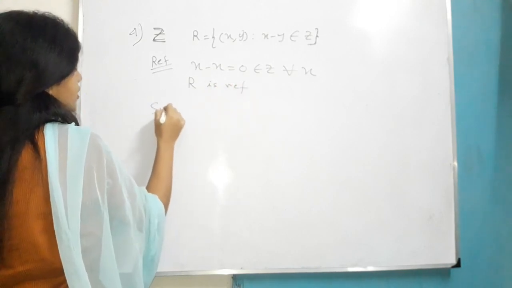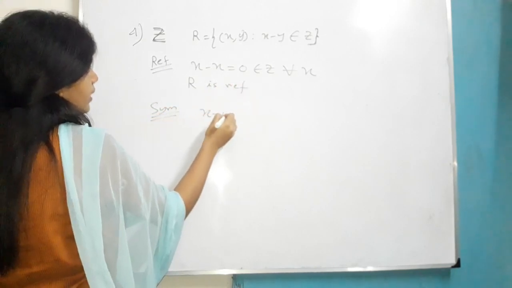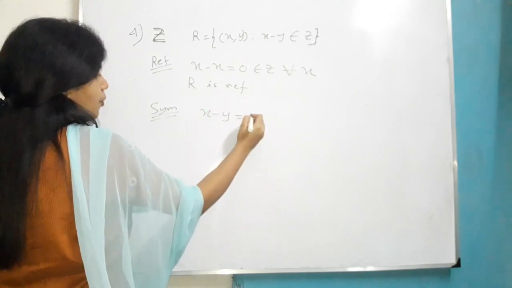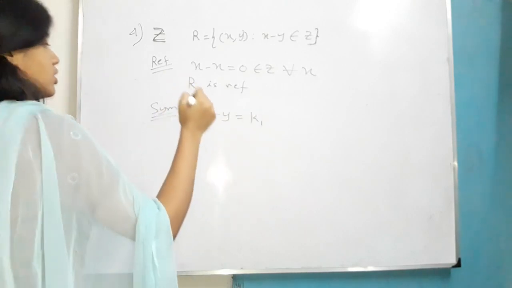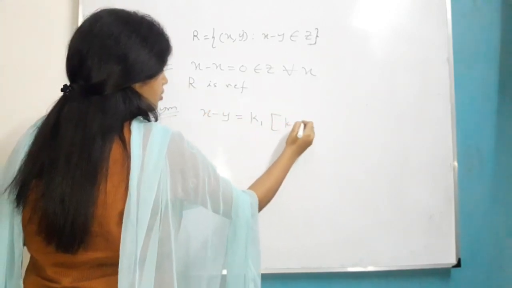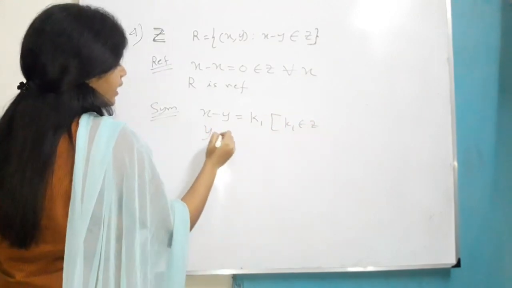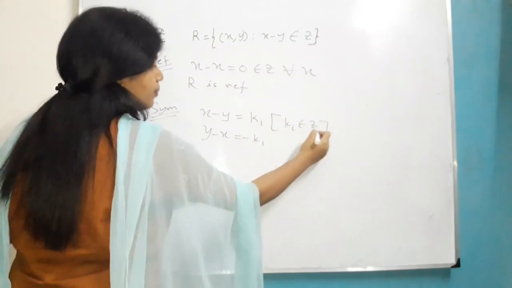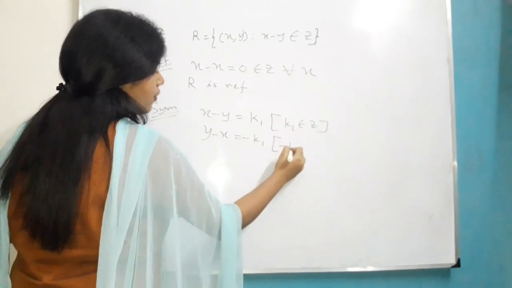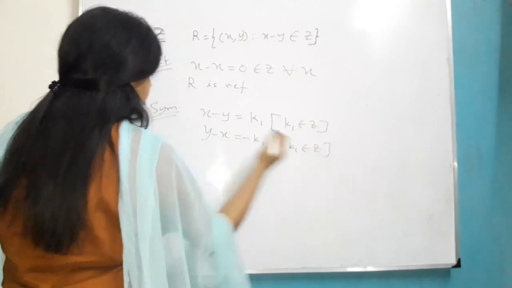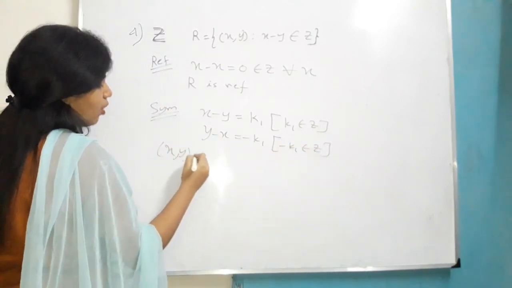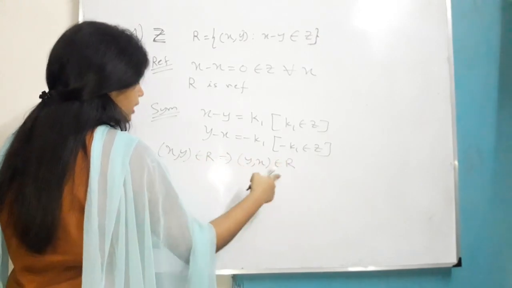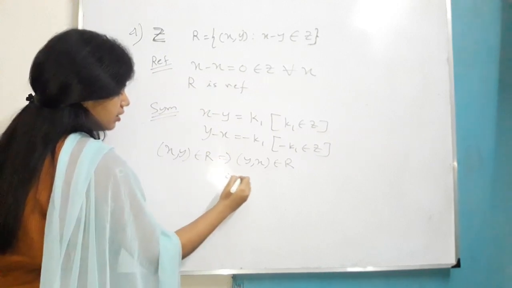Done. Now next, symmetric. x minus y is an integer, so I can take this one as, suppose, k1, and also k1 belongs to Z. And if I take y minus x, then what will I get? Minus k1. Now since k1 belongs to Z, we know that minus k1 also belongs to Z. So I will write (x, y) belongs to R implies (y, x) belongs to R. That means the relation is symmetric here.